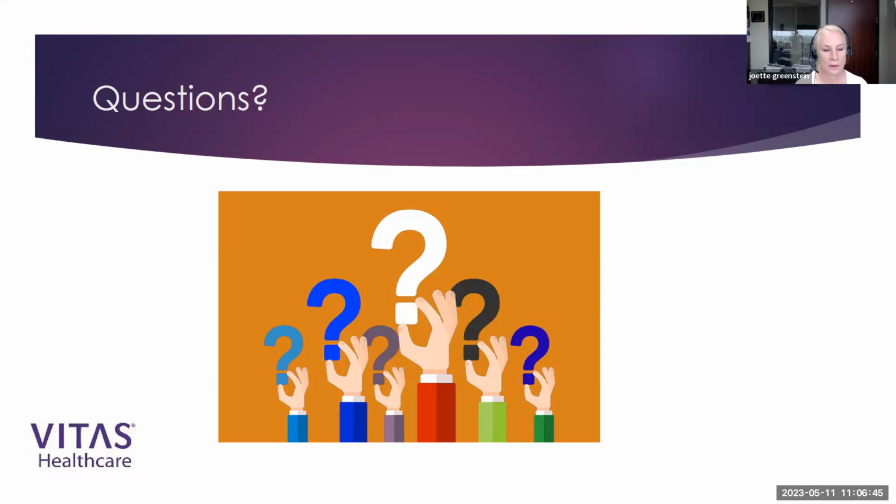Right. Okay. We also have an app. There's a Vitas Healthcare app that you can put on your phone. In the app, it has hospice criteria and lists it based on diagnosis. So that's a nice tool to have on your phone.